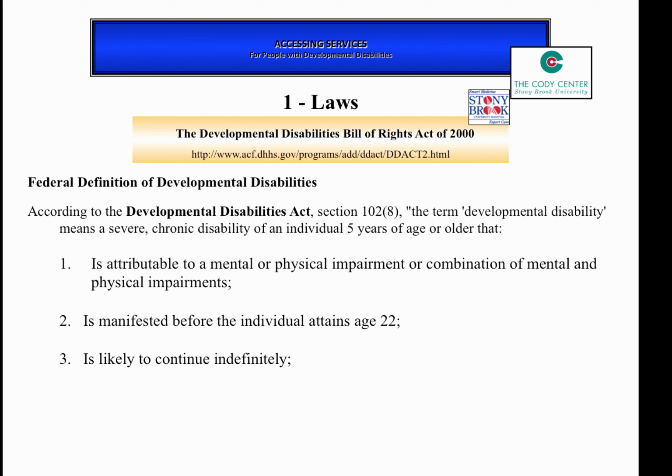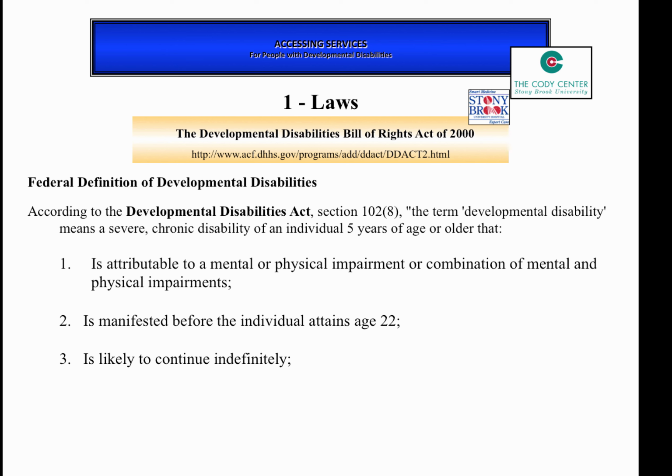The term developmental disability under the Developmental Disabilities Act means a severe chronic disability of an individual 5 years of age or older that, first, is attributable to mental or physical impairment or a combination of mental and physical impairments. So you don't just have to have one, you can have a combination, you can be dual diagnosed. That's important to know. Second, is manifested before the individual attains age 22.